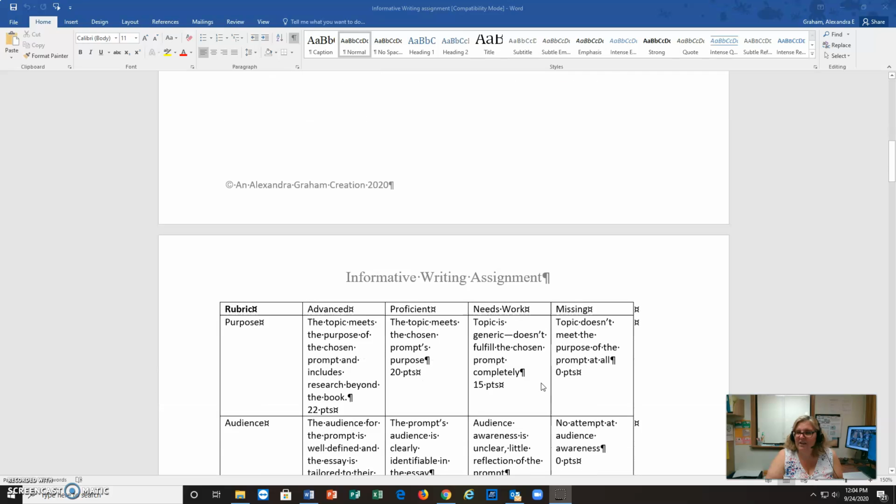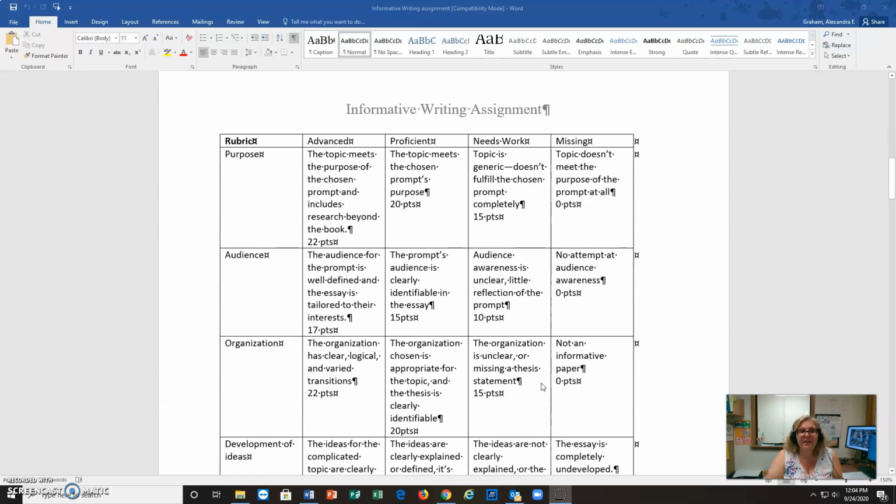All right, so moving on to the grading part. Remember that the proficient column, that's your 100 out of 100. The advanced column is your extra credit. Your needs work is you sort of kind of got it, but not really. And then missing is you just totally don't have it at all. All right, stay out of the missing column.